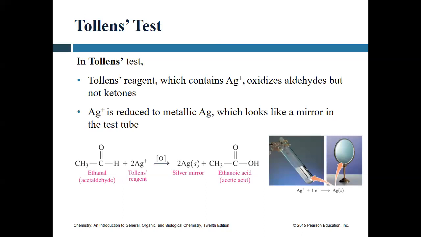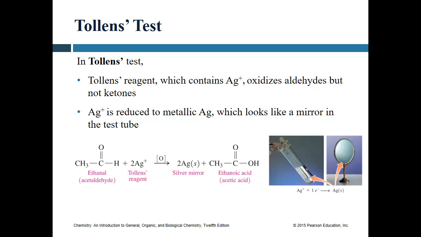Now let's talk about those tests. So the first test we're going to talk about is called Tollens test. Tollens test is a test that is used to help to differentiate between aldehydes and ketones. How it works is that the Tollens reagent contains silver ions. Those silver ions will oxidize in the presence of an aldehyde.